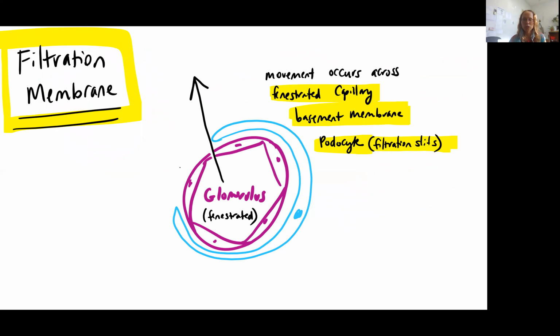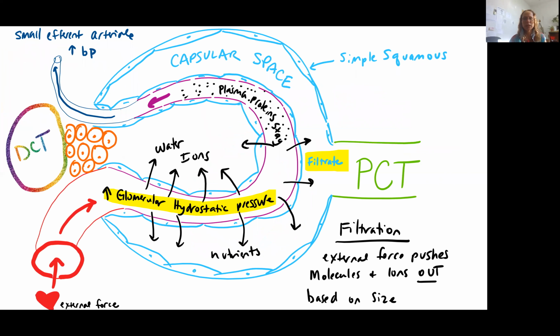When we talk about the filtration membrane, we are looking at material moving through the fenestrated capillary of the glomerulus, through the basement membrane, and through the filtration slits of the podocyte. Filtration is basically talking about an external force, in this case that's the heart, pushing the blood through the glomerulus. And as it does that, anything that can exit will exit. These are fenestrated capillaries, so that means pretty large stuff, water and ions and nutrients can all make their way into that filtrate, the filtrate being the fluid that's getting pushed out of the glomerulus.